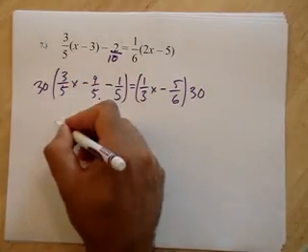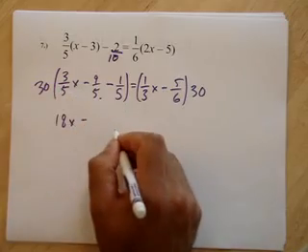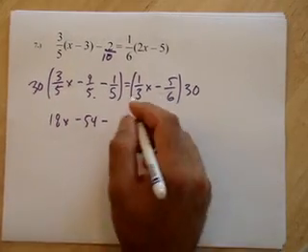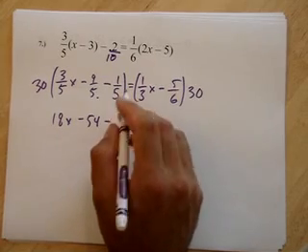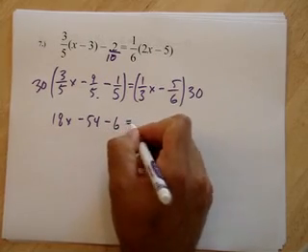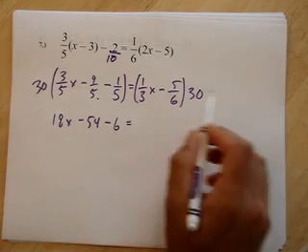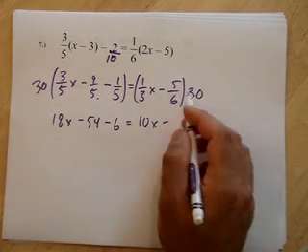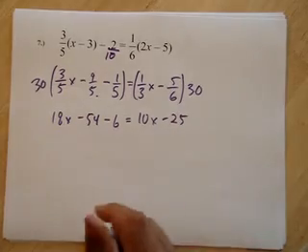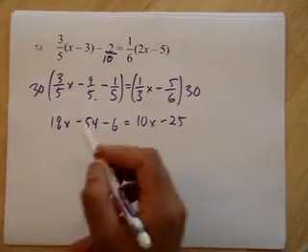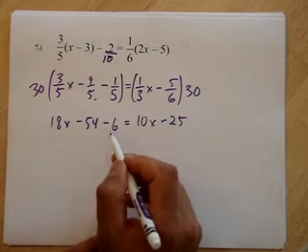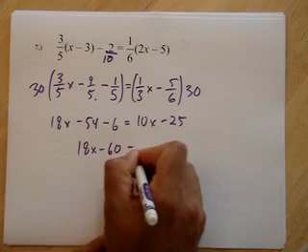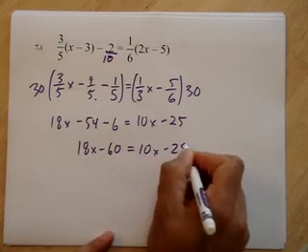30 divided by 5 is 6 times 3 is 18x, minus 30 divided by 5 is 6 times 9 is 54, minus 30 divided by 5 is 6 times 1, 6. I could have combined these first, but whatever. 30 divided by 3 is 10x, minus 30 divided by 6 is 5 times 5 is 25. All right. Now I have nice integers. Let's combine like terms. Negative 54 and negative 6 is, yes, you said it, negative 60. I have 18x minus 60 equals 10x minus 25.